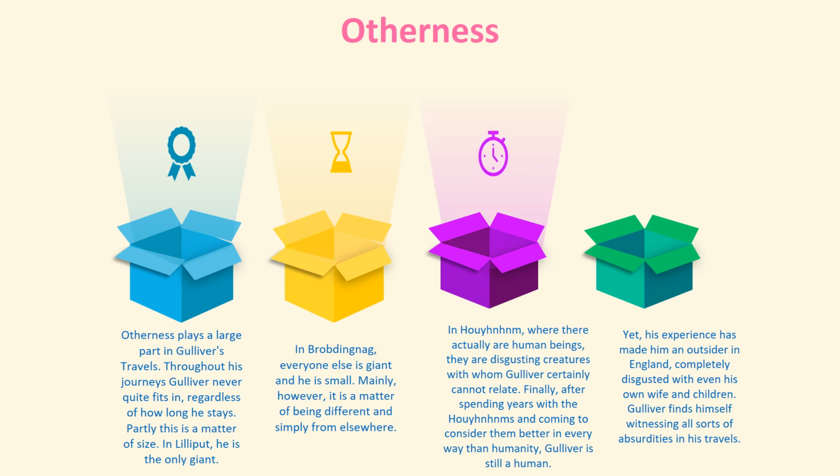In the land of the Houyhnhnms, where there actually are human beings, they are disgusting creatures with whom Gulliver certainly cannot relate. Finally, after spending years with the Houyhnhnms and coming to consider them better in every way than humanity, Gulliver is still a human. Yet his experience has made him an outsider in England, completely disgusted even with his own wife and children. And that's why we can say Gulliver finds himself witnessing all sorts of absurdities in his travels.